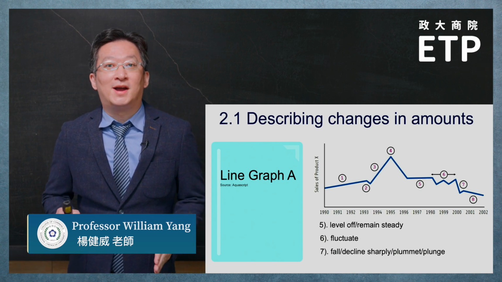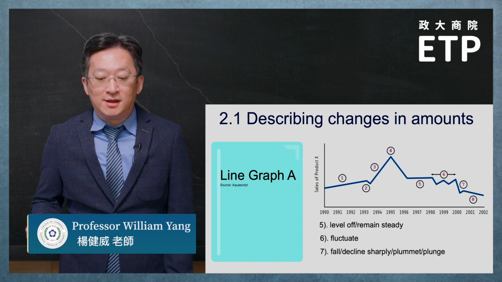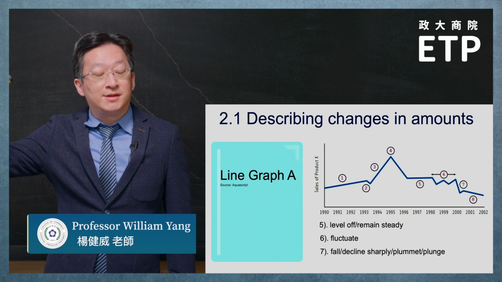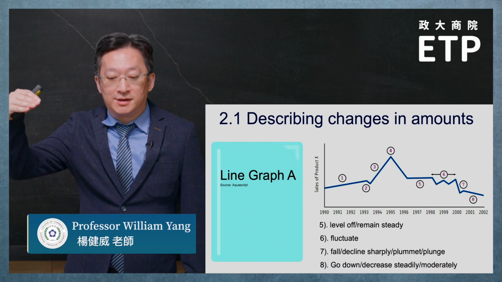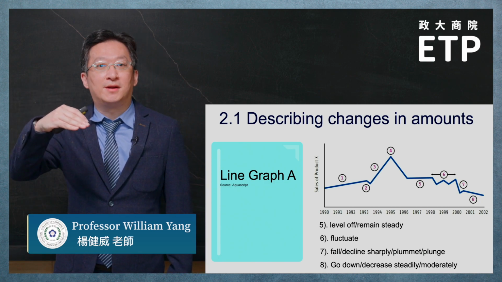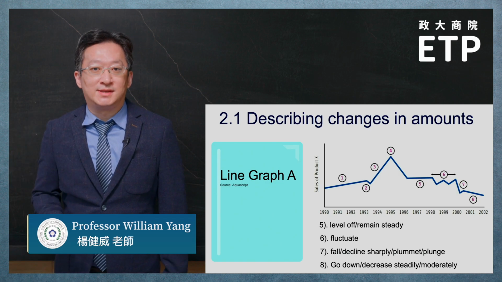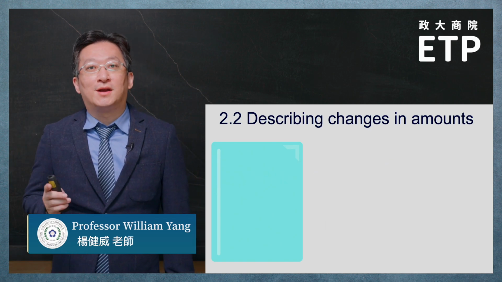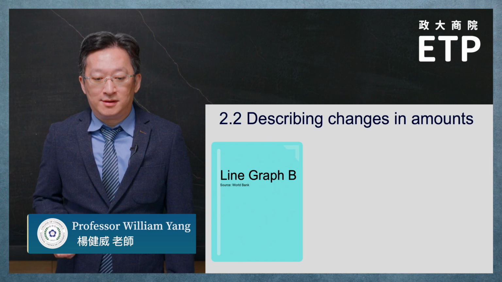And now we come to the final segment of the line. Here you can say now the number is going down or decreasing quite steadily or moderately compared with the previous 7 segments. So now we come to the final sample here.